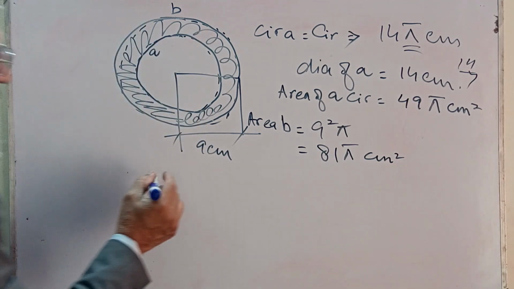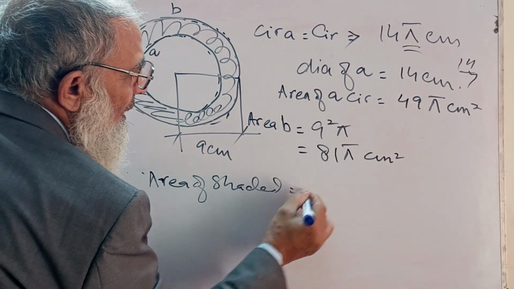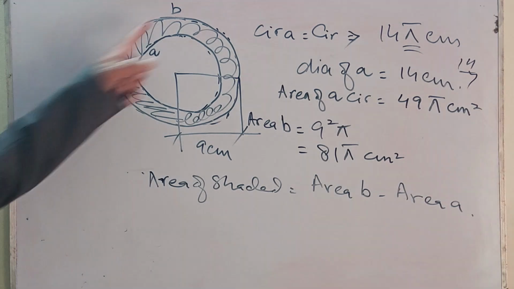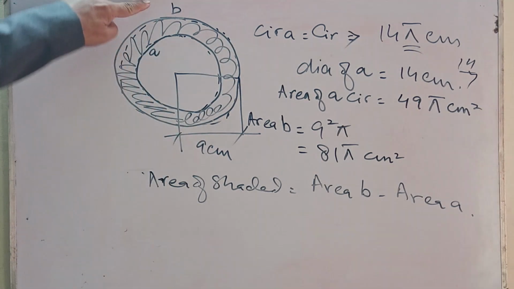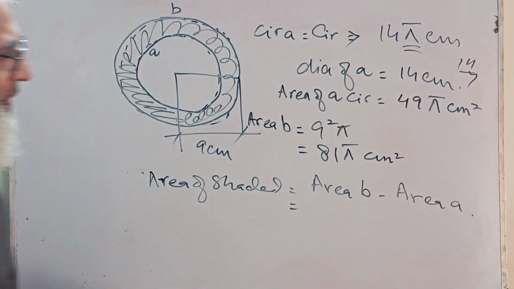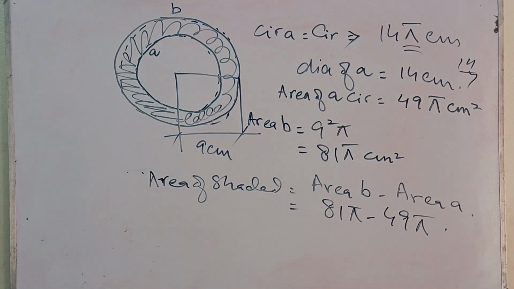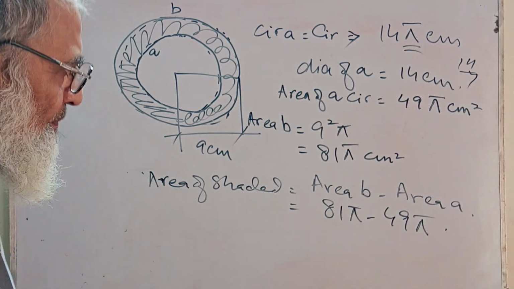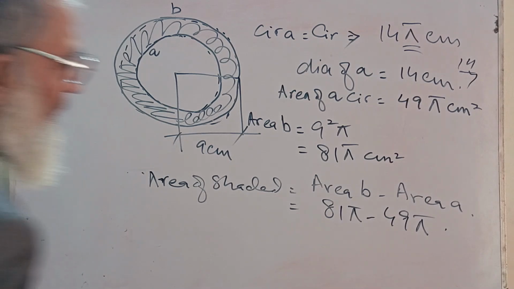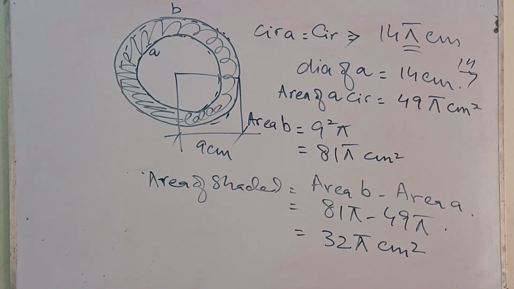So we have to find the area of the shaded portion. The area of the shaded portion is equal to area of B minus area of A. Area of B is the larger circle, the outer circle, and the inner I have called A. So it is B minus A, which is 81 pi minus 49 pi. 81 minus 49 will become 32 pi centimeter square. So this ends our exercise.